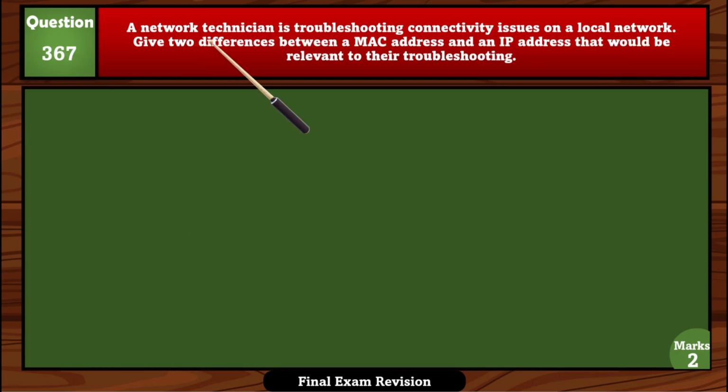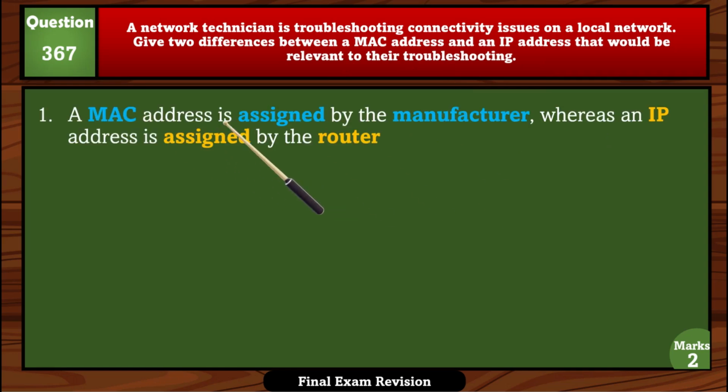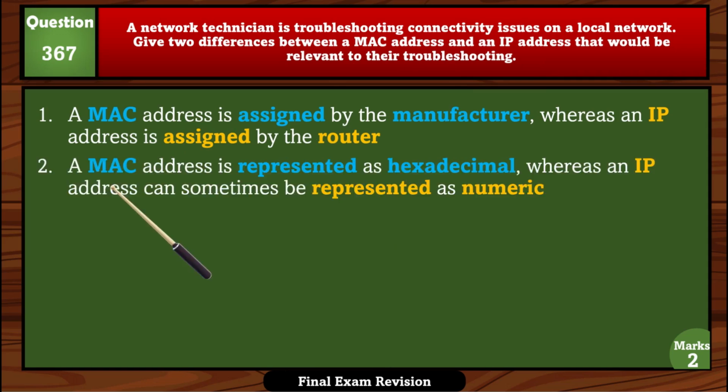Question 367. A network technician is troubleshooting a connectivity issue on a local area network. Give two differences between a MAC address and an IP address that would be relevant to their troubleshooting. Number one, a MAC address is assigned by a manufacturer, whereas an IP address is assigned by a router. Number two, a MAC address is represented as hexadecimal, whereas an IP address can sometimes be represented as numeric, like binary. And in some cases, it is also represented as hexadecimal, like in IPv6.